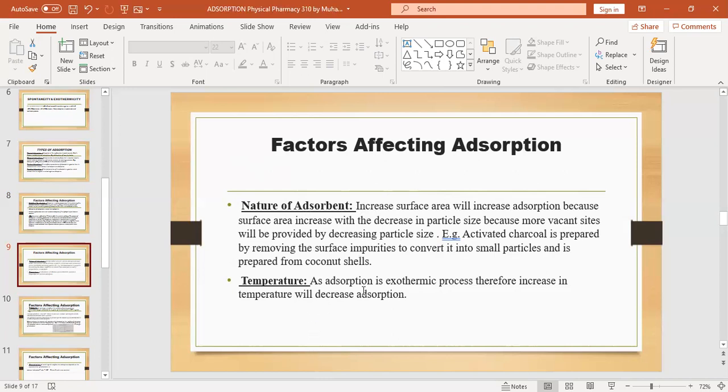Next factor is temperature. As adsorption is an exothermic process, therefore an increase in temperature will decrease adsorption. Simple, it is simple. Hope it is clear.